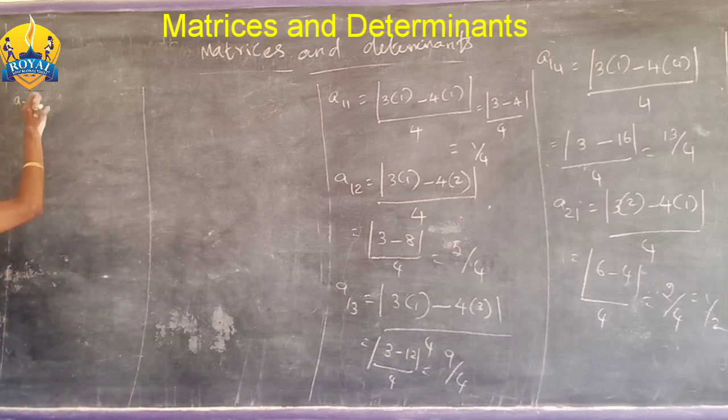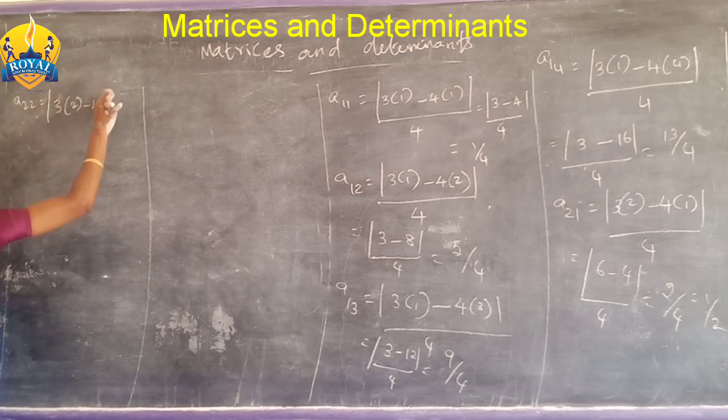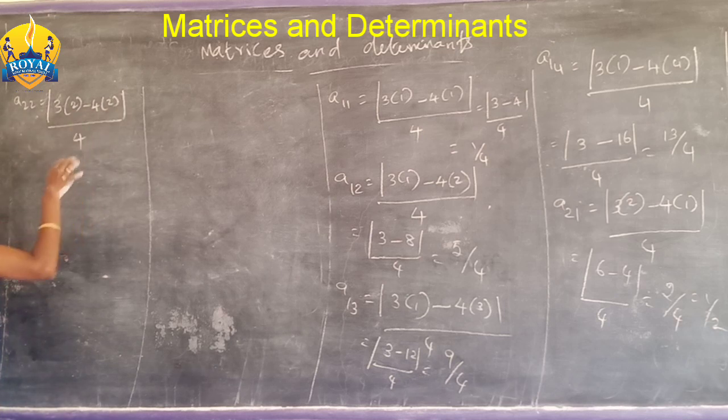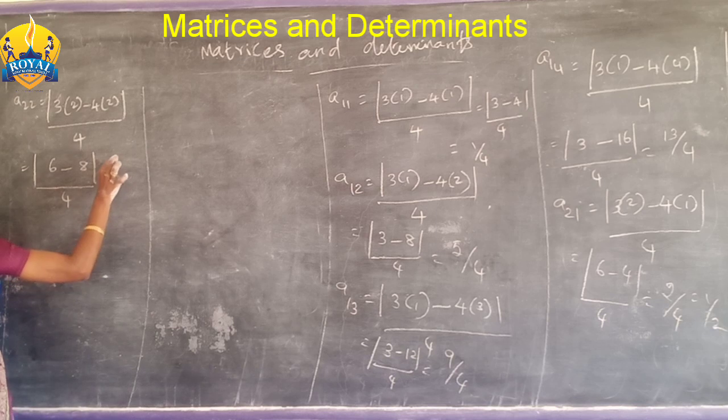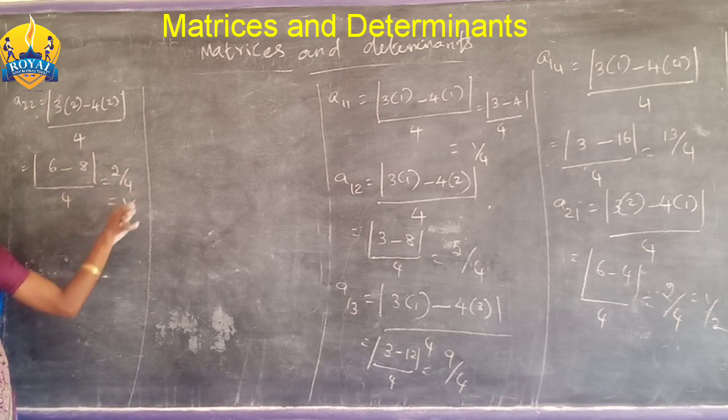Now what is my A22? Modulus of, i and j both the values are 2. 3 into 2 minus 4 into 2 by 4. So modulus of 3 twos are 6, minus 4 twos are 8, by 4. 6 minus 8 is minus 2 by 4. But modulus, so 2 by 4. That is nothing but I can write it as 1 by 2.